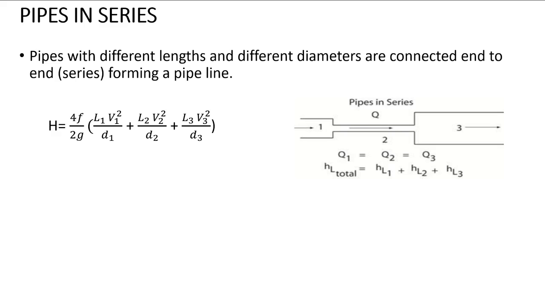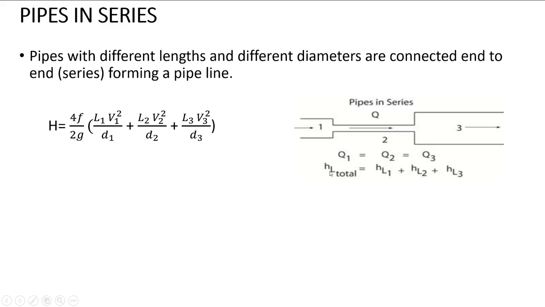Then we will move towards pipes in series. Pipes with different lengths and different diameters connected end to end, forming a pipeline. We can see in this figure, pipe 1 has a greater diameter as compared to pipe 2, and pipe 2 has a lesser diameter as compared to pipe 3. So pipes with different lengths and different diameters connected to each other, forming a pipeline, are called pipes in series. The discharge flowing through all three pipes will be the same. Q1 is equal to Q2 is equal to Q3.